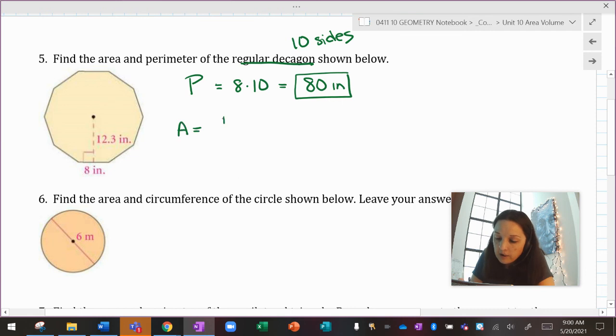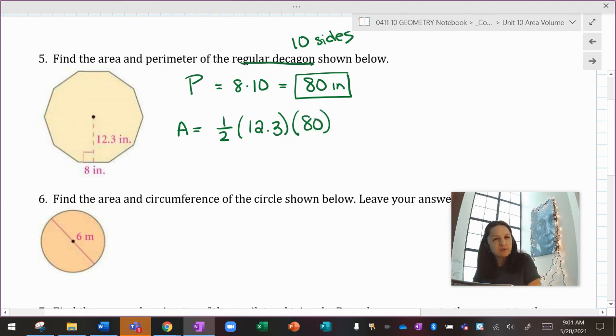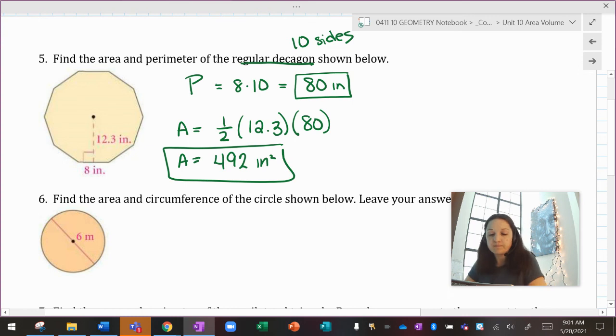And then my area is 1/2 A, the apothem, P, the perimeter. Oh, it's a good thing we did perimeter first, huh? So area is 1/2 AP, apothem times perimeter. So the area here for this thing, if I pull out my calculator, or if I look at the answer key I made earlier, is going to be 492 square inches.